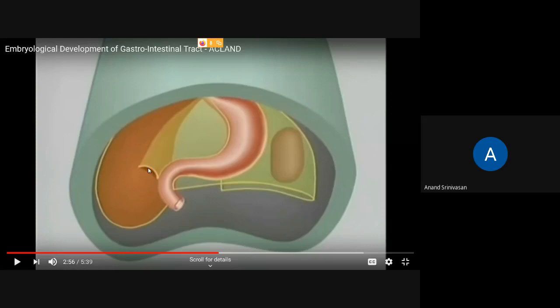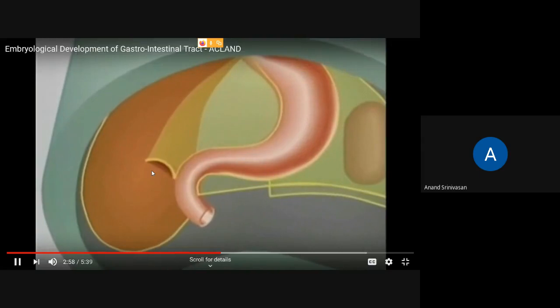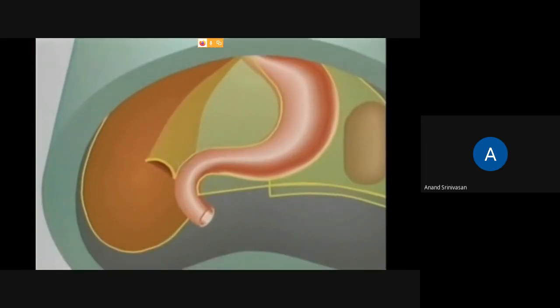So this pocket at the end of the lesser omentum, the lesser omentum ends in the proximal part of the duodenum, after the pylorus. The foregut ends here, and the ventral mesentery also ends here, and this part which connects them is the epiploic foramen. This is the lower free border of the lesser omentum.